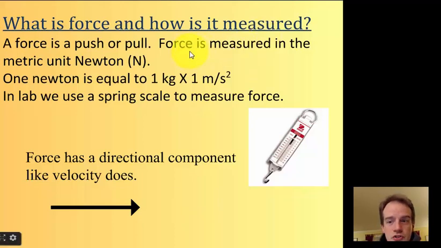And force is measured in a unit called a Newton, named after Sir Isaac Newton, a famous English scientist. And 1 Newton is equal to 1 kilogram times 1 meter per second squared. And in lab, we'll use a spring scale to measure force. Now, force, like acceleration and velocity, has a directional component. It's a vector quantity. And we use that direction in our diagrams by using an arrow.